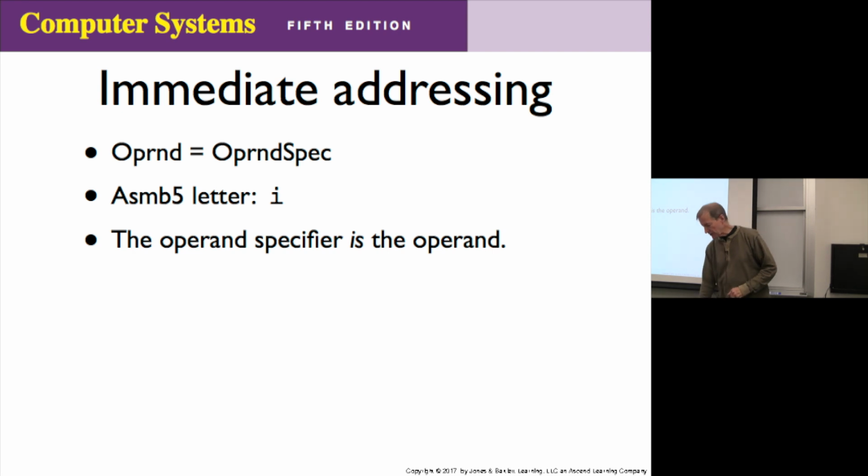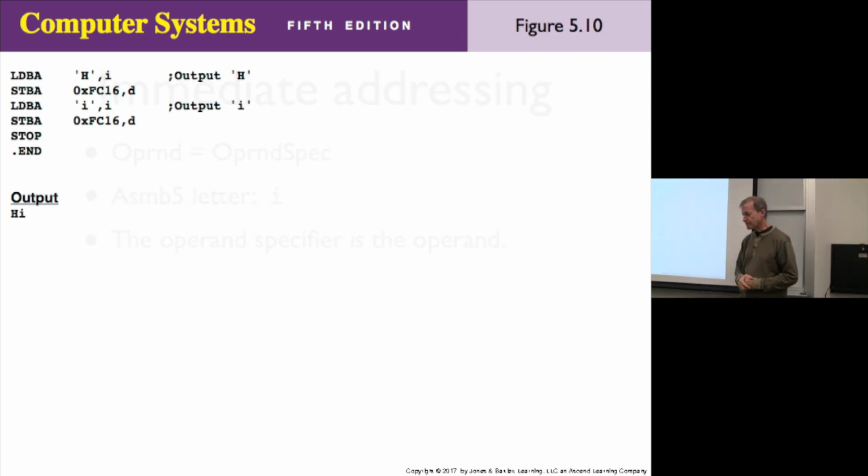Okay, so here's how it works, in figure 5.10. Normally, in our first program, when we output the two letters HI, we stored the value of H after the stop instruction, and we had to know where it was in memory to access it with direct addressing. But now the letter H is not stored after the stop instruction. The letter H is stored as part of the instruction itself.